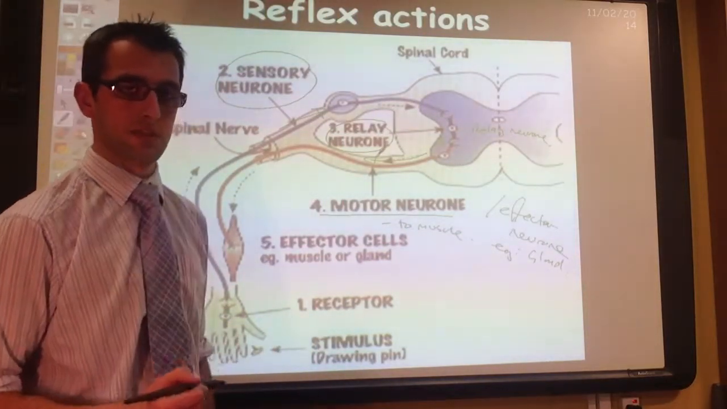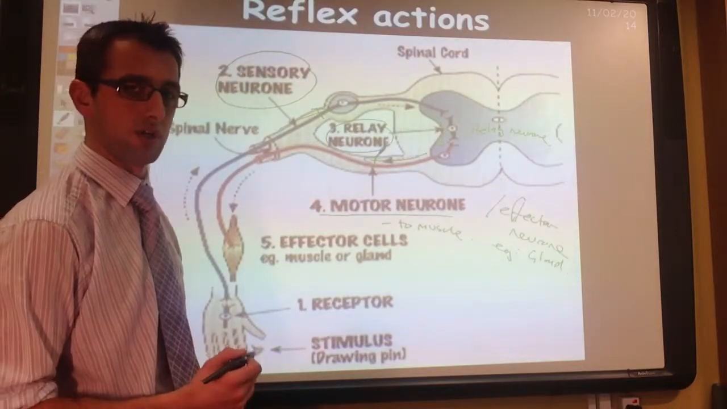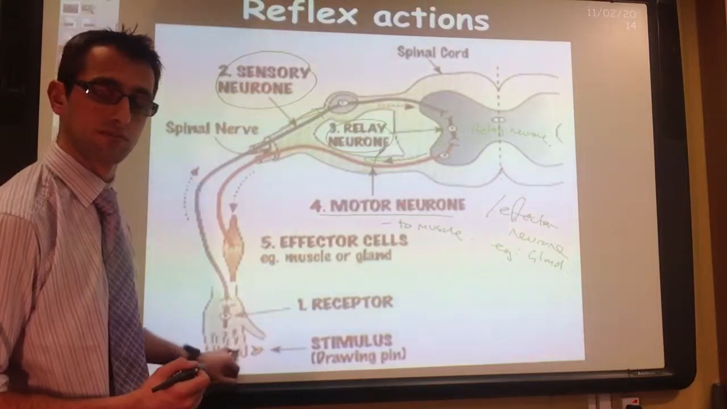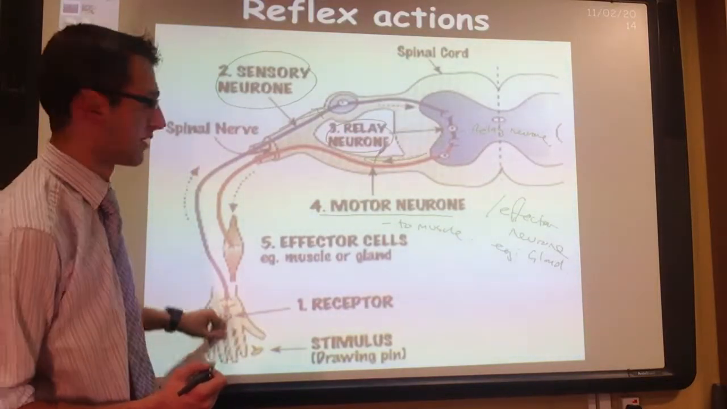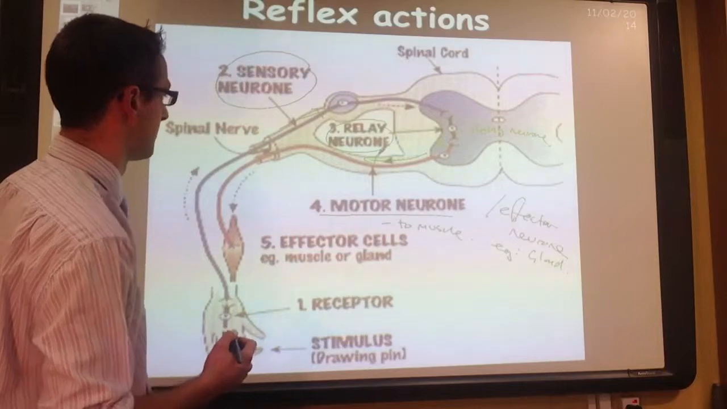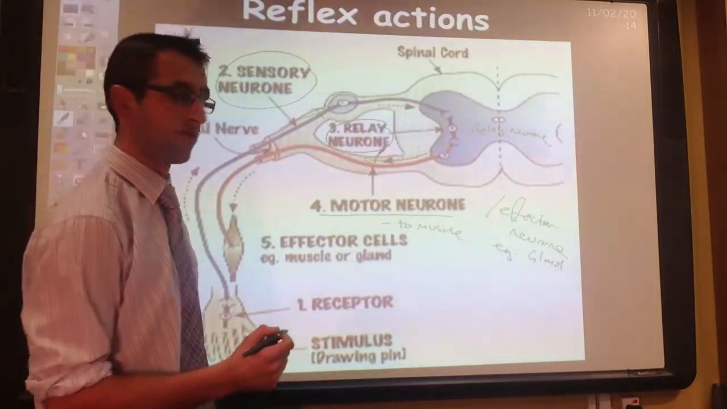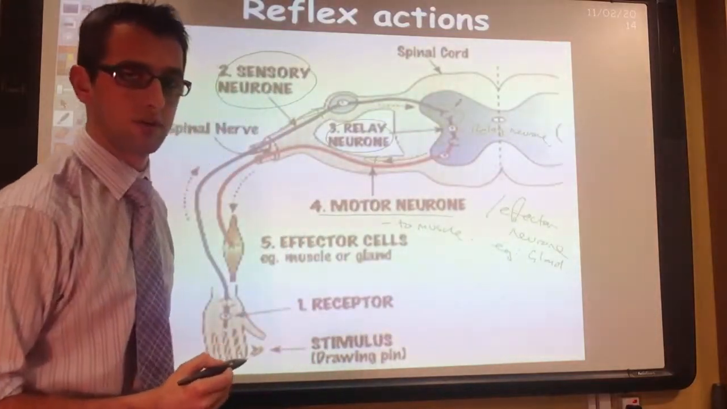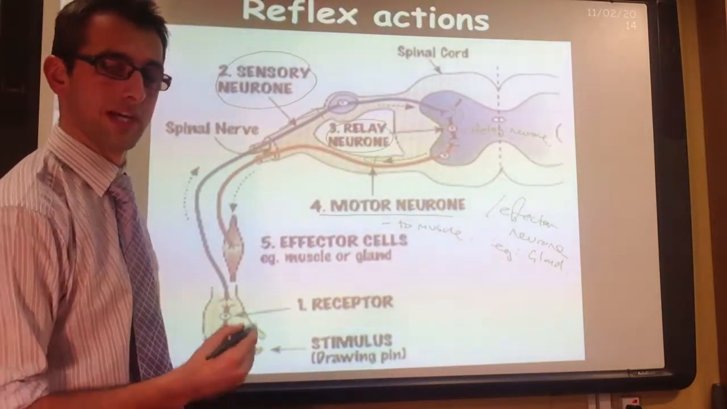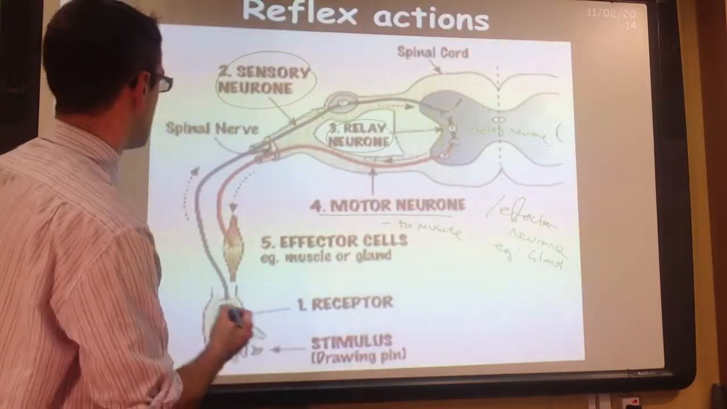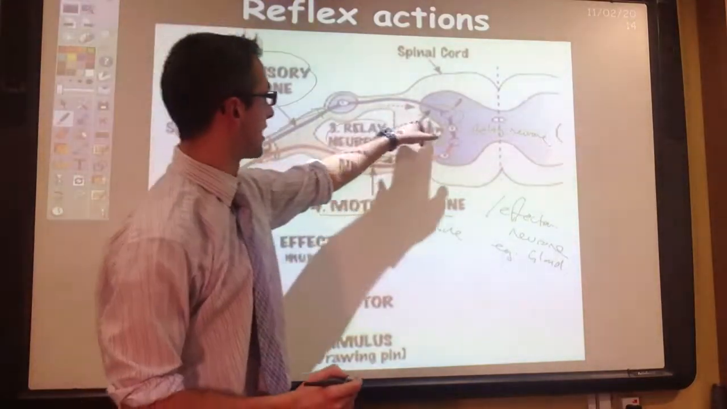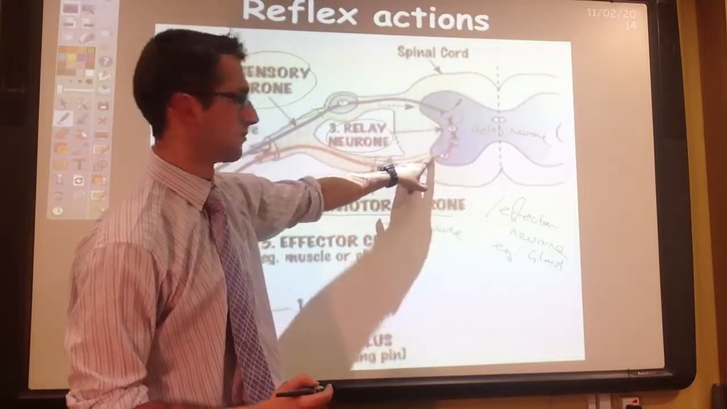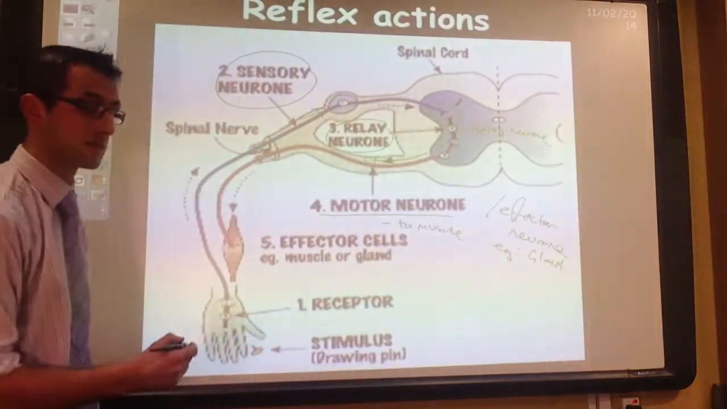That impulse, the message, is in an electrical form. It started off as maybe touch, pressure or heat at the receptor, and it turned into an electrical form. We need to understand how we get across from one neuron to the next, because as we know, electricity cannot jump gaps. That gap, the joining between one neuron and the next, so the sensory to relay neuron, or relay onto motor neuron, is called a synapse.